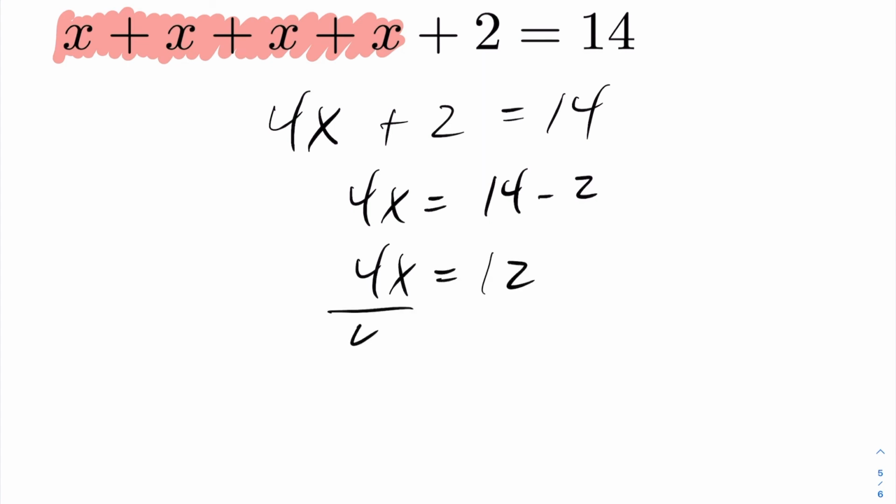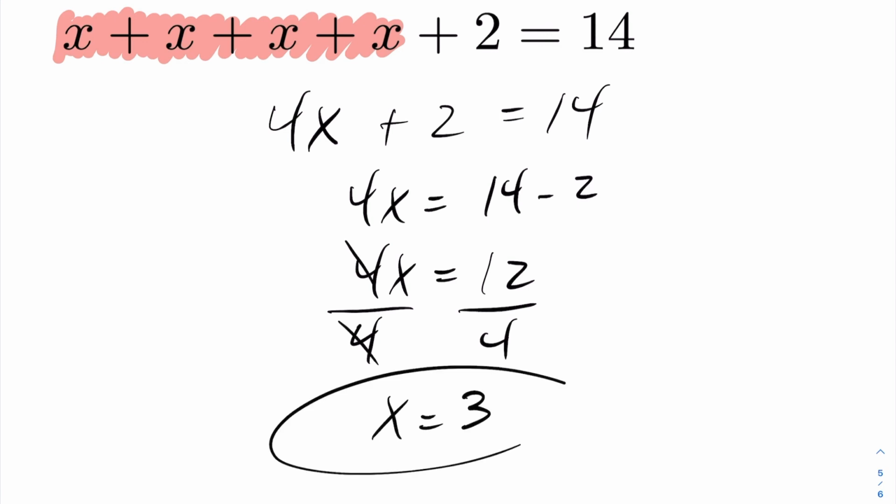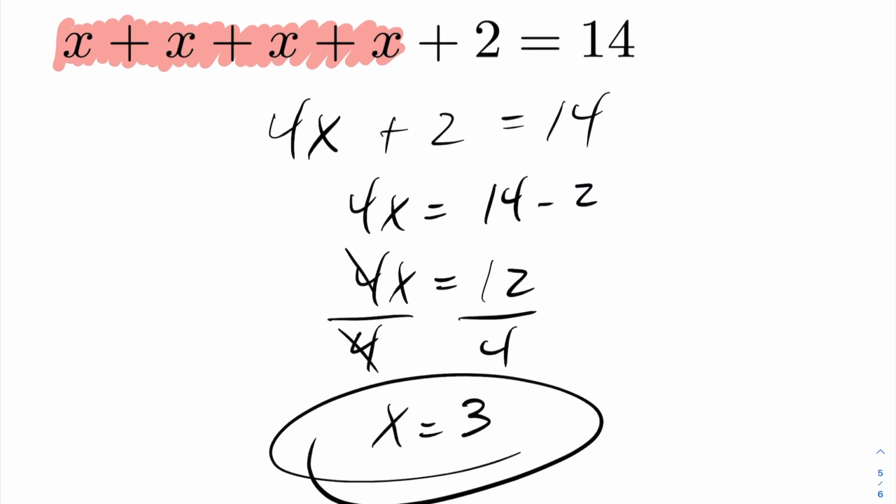And solving for x, we're going to divide across by 4. This will reduce to become a 1. And we get x equals 3. All right, that concludes today's lesson on solving linear equations when combining like terms is needed. Thank you.